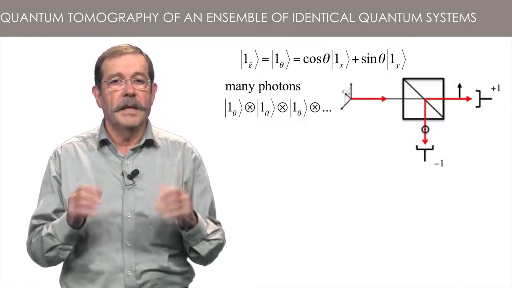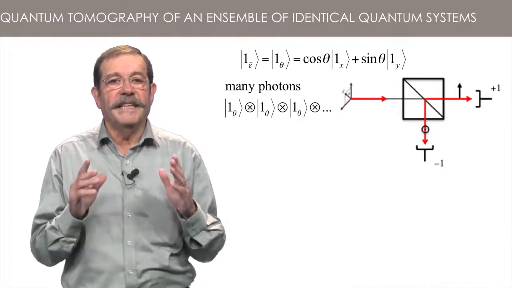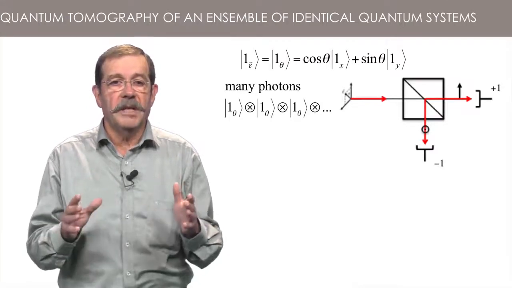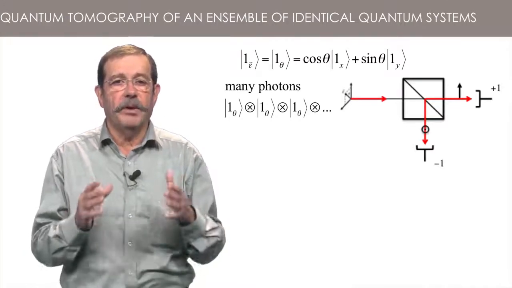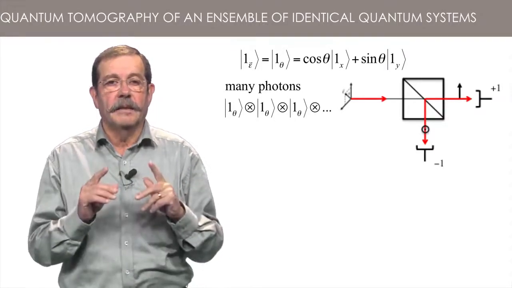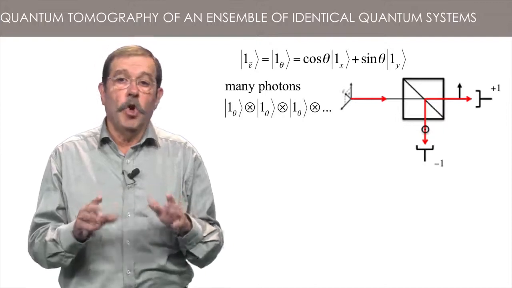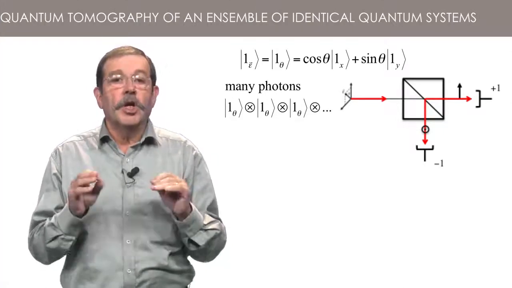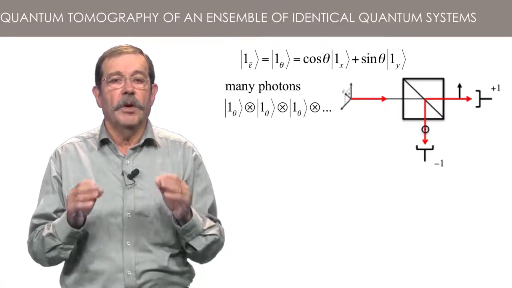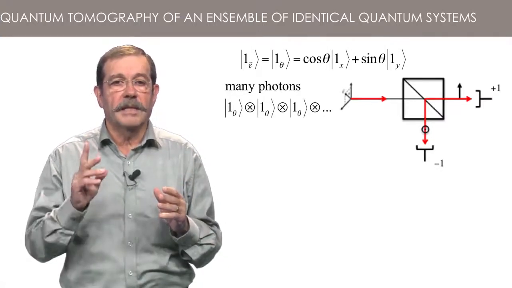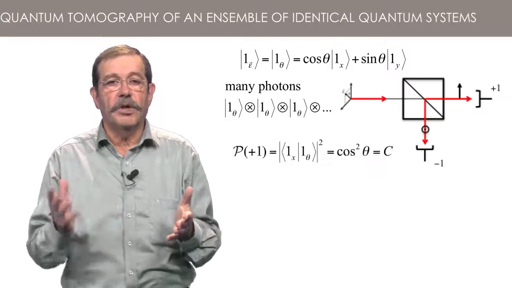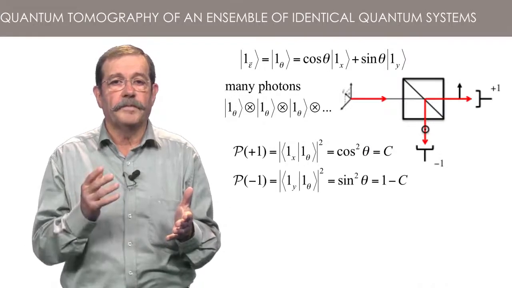In contrast, if we have a collection of identical quantum objects all in the same state, for instance, many photons with the same polarization along theta, we can determine that state. The simplest strategy, not the most efficient, consists of performing a large enough number of measurements with a polarizer along x. This yields a good estimation of the probabilities to get +1 or -1.